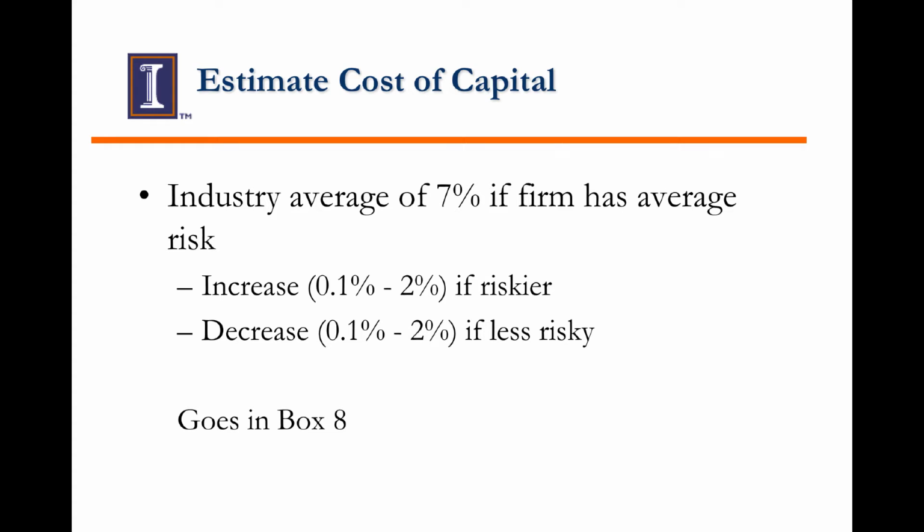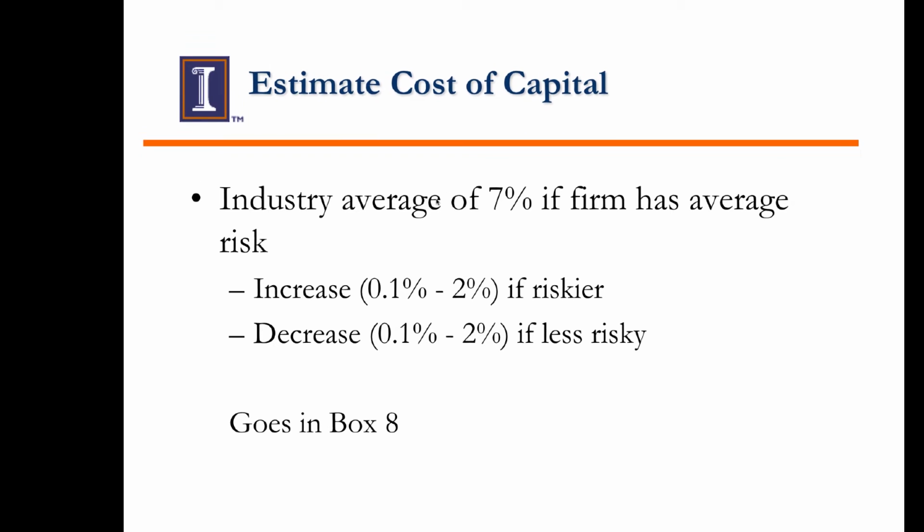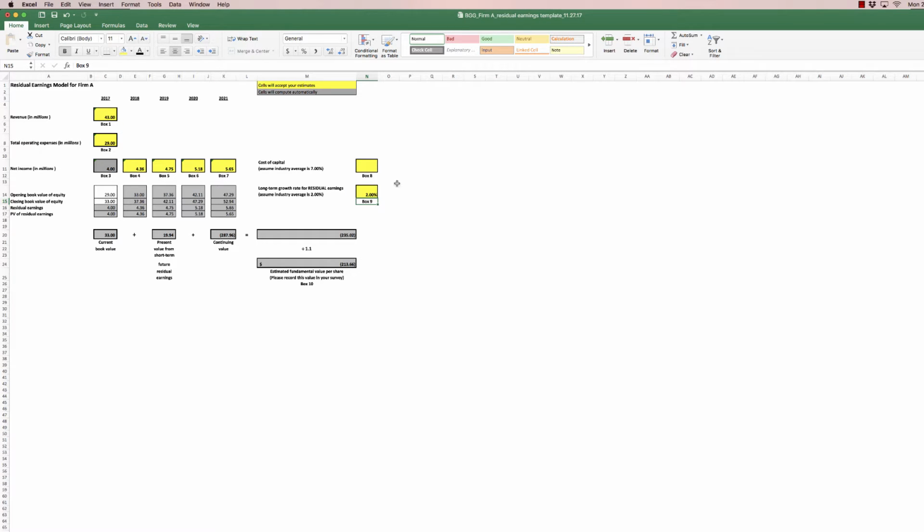Finally, you will estimate the firm's cost of capital. If you believe the firm has average risk compared to other firms in the industry, use the industry average of 7%. If the firm is riskier than the industry average, adjust the cost of capital up between 0.1% and 2%. If the firm is less risky than the industry average, adjust the cost of capital down between 0.1% and 2%. Enter this in box 8. Let's update the spreadsheet for Firm A.